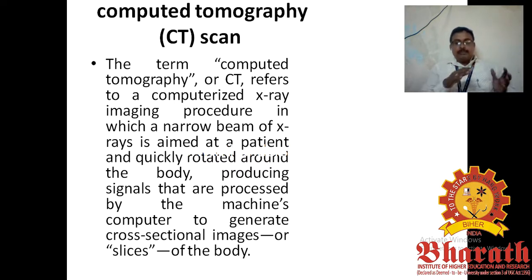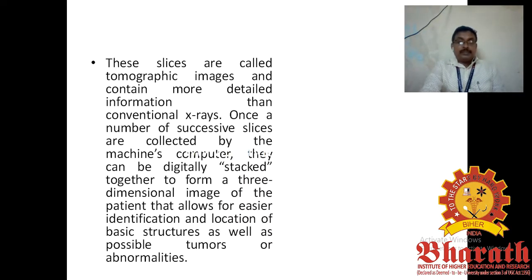Here it is the same thing as what we have seen in the X-ray machine, but instead of seeing a single image, here you can see slices of the images, and the complete images are processed by computer. So, that is an added advantage. When and where you need image clarity, you can get that. These slices are called tomographic images and contain more detailed information than conventional X-rays. As you all know, it is very clear.